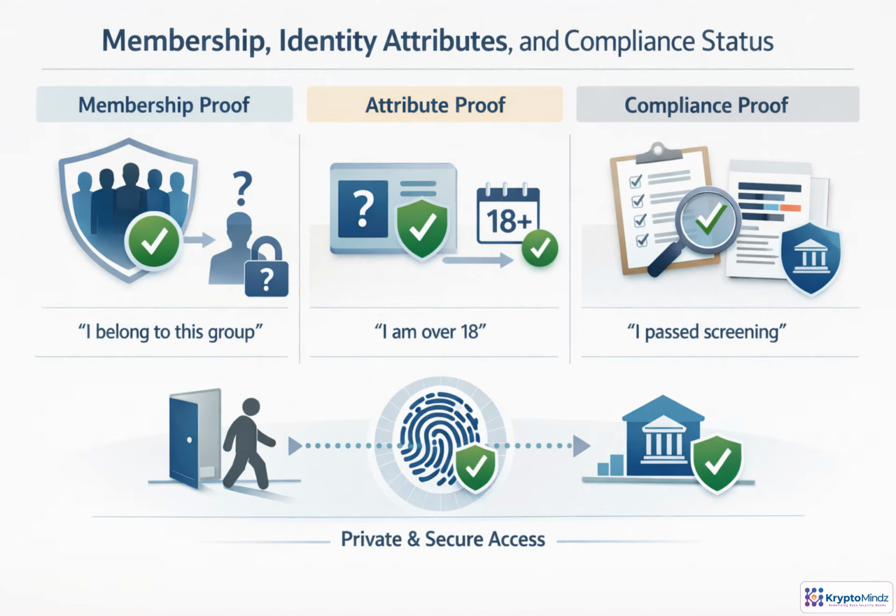Identity proofs are one of the clearest uses of zero knowledge. A user proves only the fact an application needs, rather than sharing an entire document. Membership proofs show someone belongs to an approved set, without naming them. Attribute proofs confirm requirements like age or residency, without exposing the full ID. Compliance proofs show that a screening was passed, without revealing every detail. The result is trusted access and onboarding with far less personal data collected.